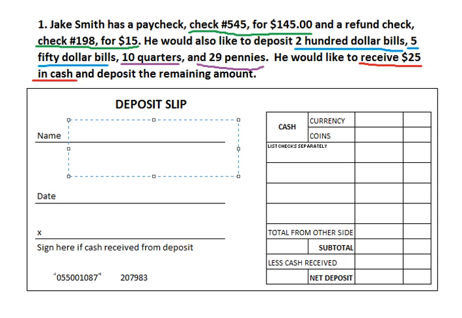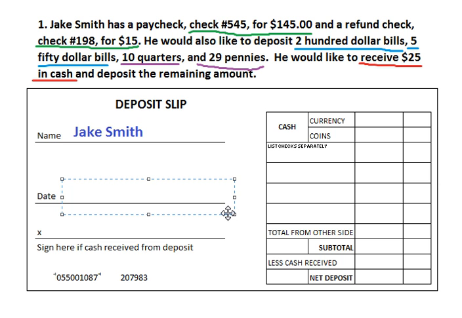So the first thing that we're going to have to do is write down Jake's name. So you write down Jake Smith's name all nice and neatly. Now, since it does not give us a date, let's just use today's date, and it just so happens that I'm making this video on October 21st, 2015. All right? I'm not going to sign here just yet. I'm going to wait for that because I want to be sure that I'm doing this right.